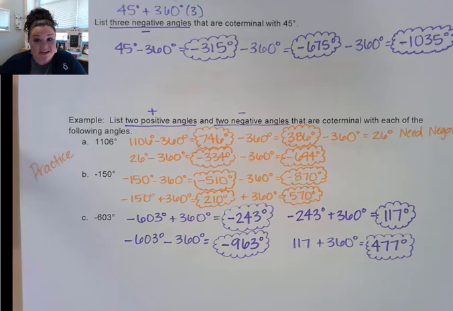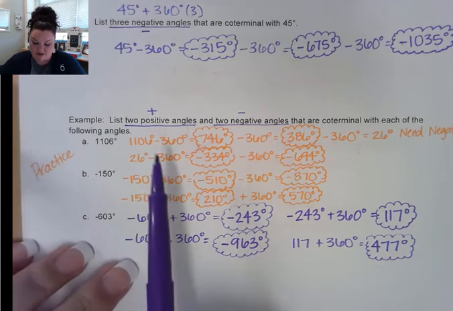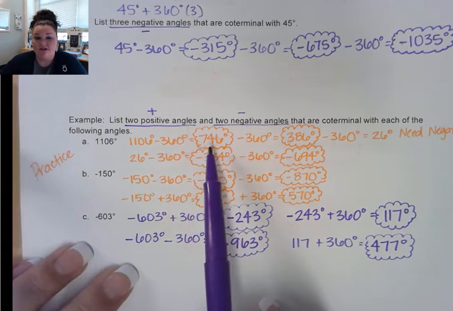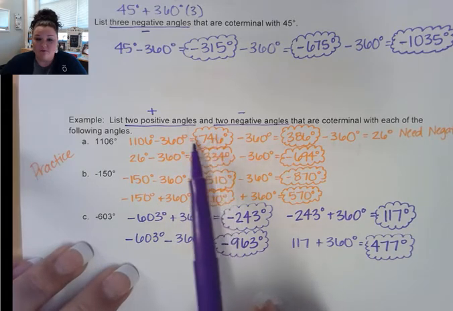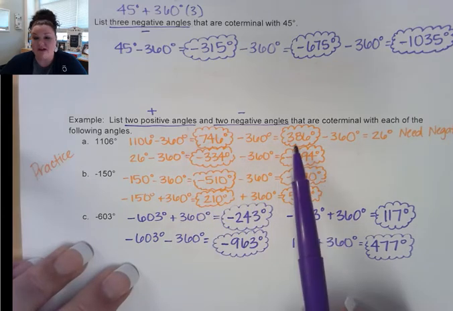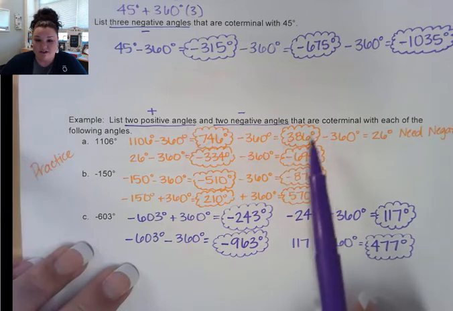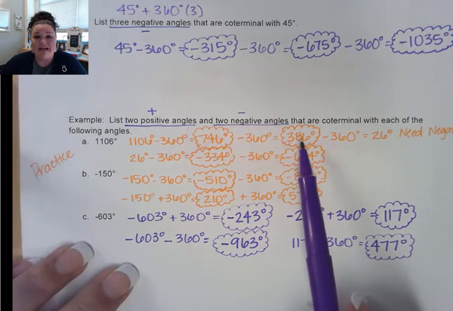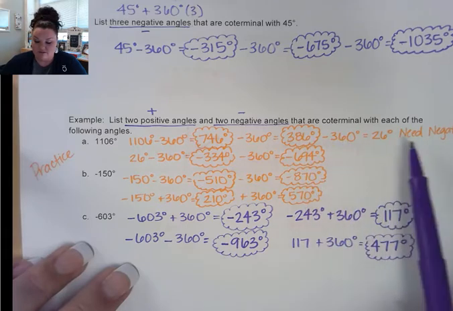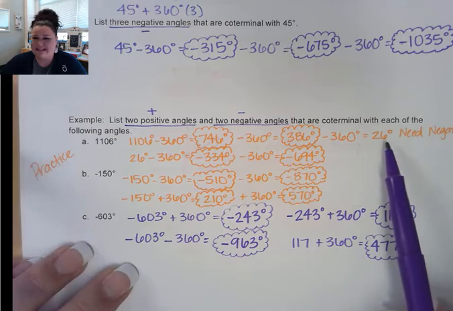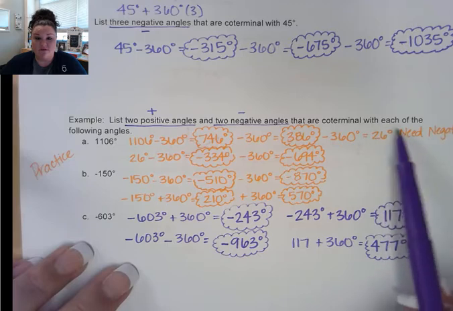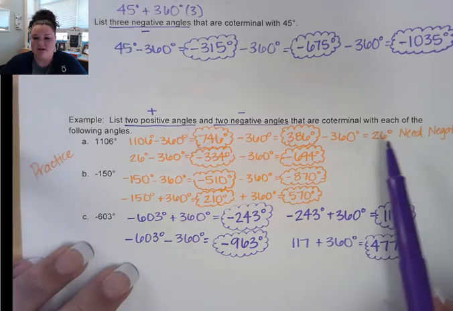Okay, let's see how you did. All right, so on the first one, I started with the 1106 and I subtracted 360 to get 746 degrees. So that's one of my positive angles. I subtract 360 again, and that gave me 386 degrees. So there's another one of my positive angles. And now I need negative. So I'm going to keep subtracting. So I subtract 360 again, which gives me 26 degrees, which doesn't count as one of my negatives. But if you listed 26 degrees as one of your positive ones, that's totally fine, okay?